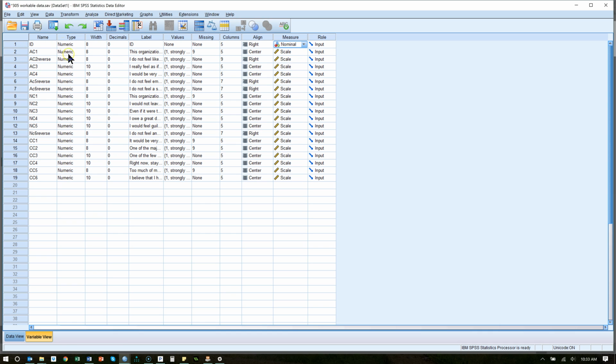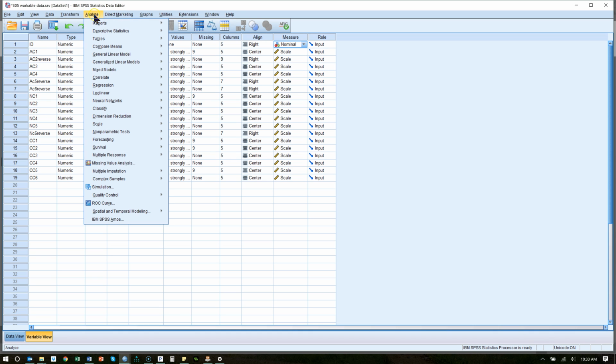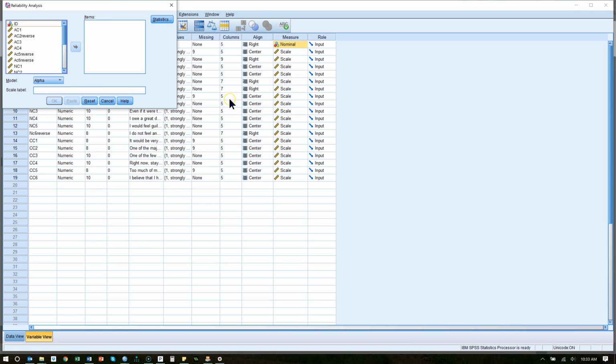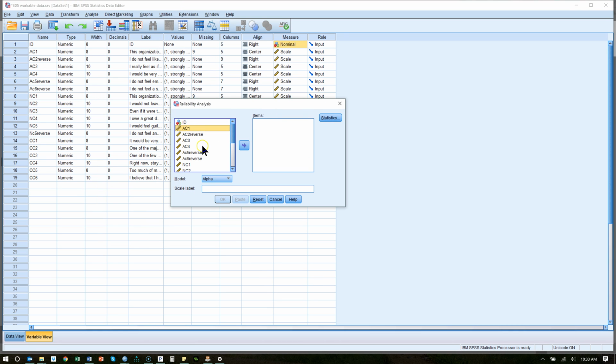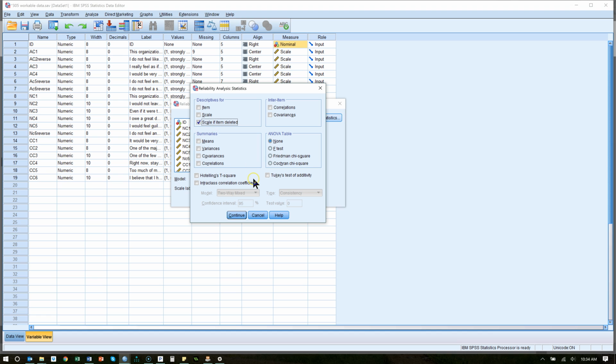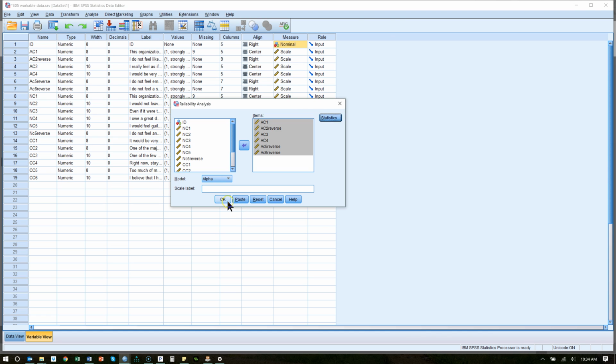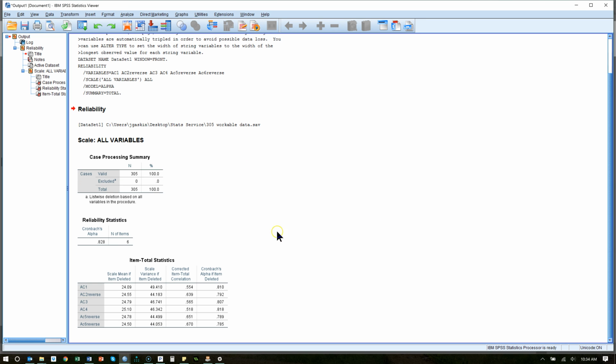The first thing I want to do is actually not a factor analysis. The first thing I want to do is look at the reliabilities. So I'd go to analyze, scale, reliability, and just see if there's anything that doesn't fit very well within each of these factors. So I'm going to stick those for AC in there. I'm going to go to statistics and check the box for scale if item deleted. And then hit OK, OK. And see what we end up with.